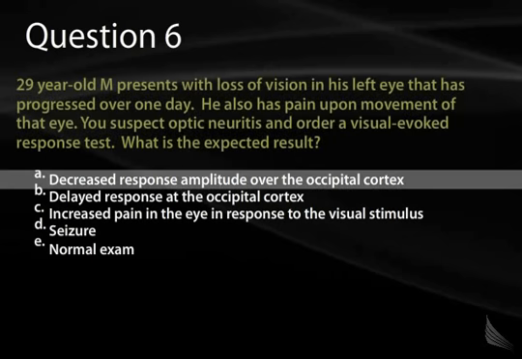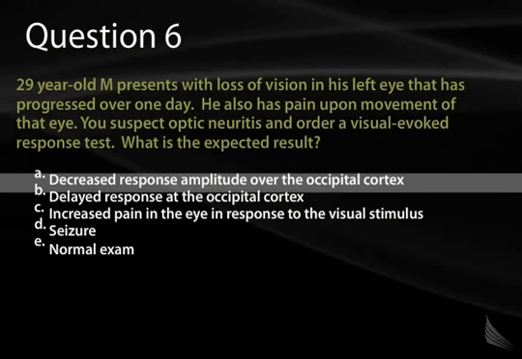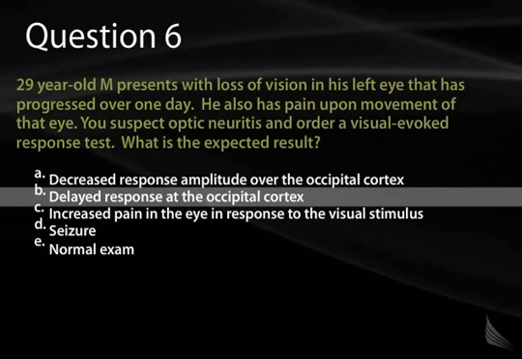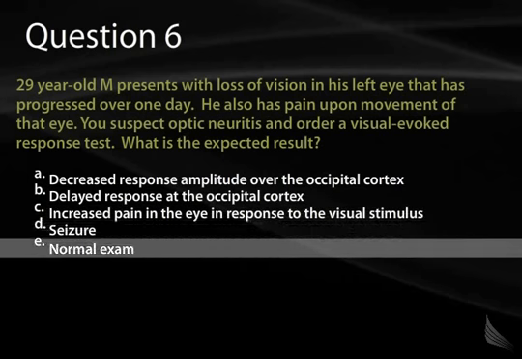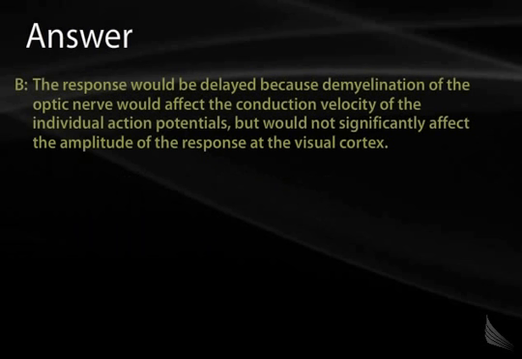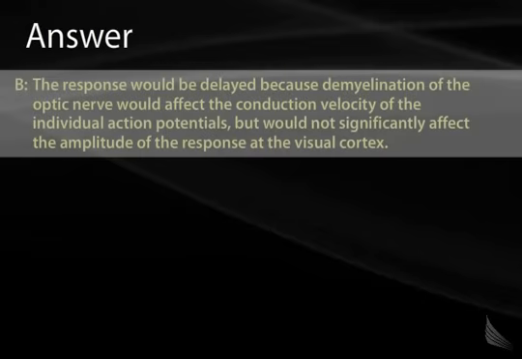A. Decreased response amplitude over the occipital cortex. B. Delayed response to the occipital cortex. C. Increased pain in the eye in response to the visual stimulus. D. A seizure. Or E. A normal exam. The correct response here is going to be a delayed response in the occipital cortex.